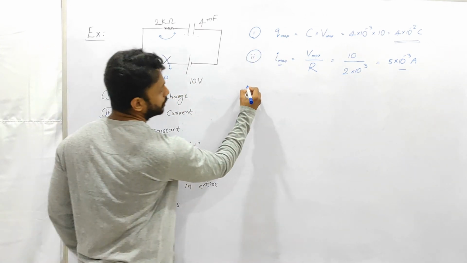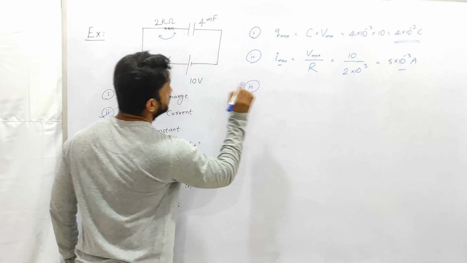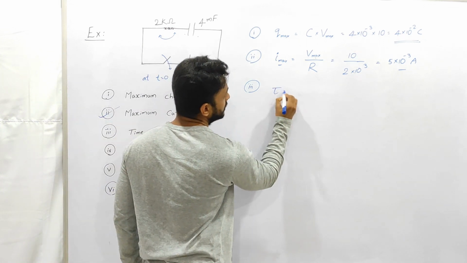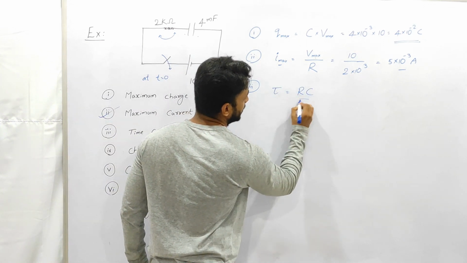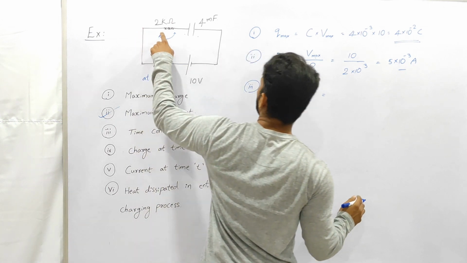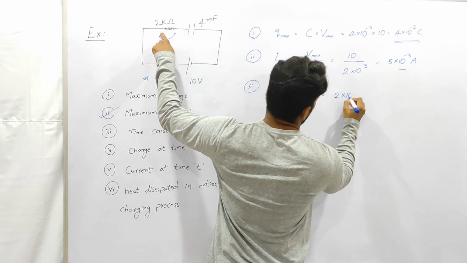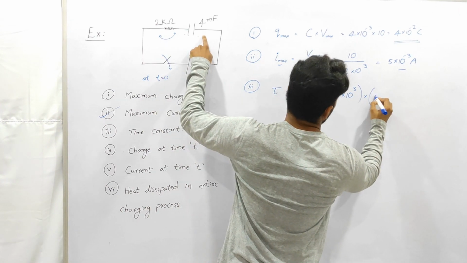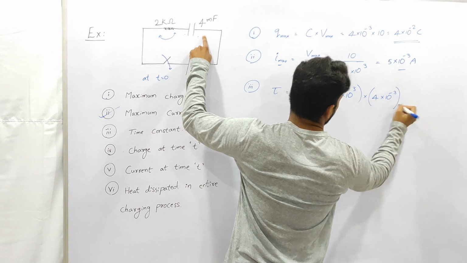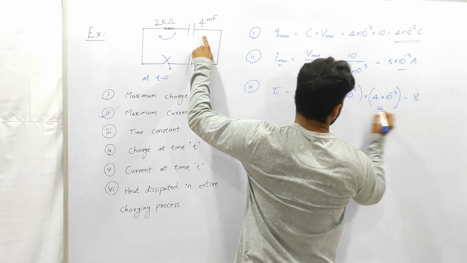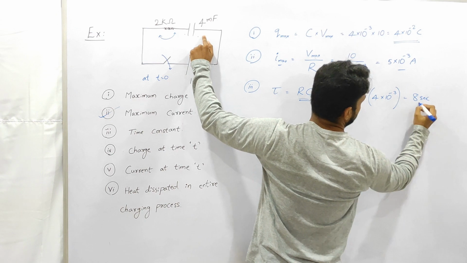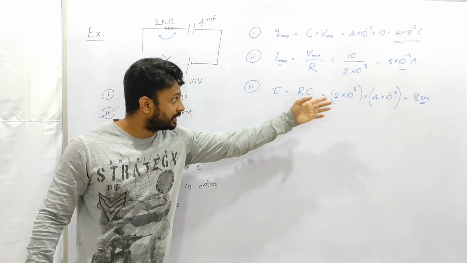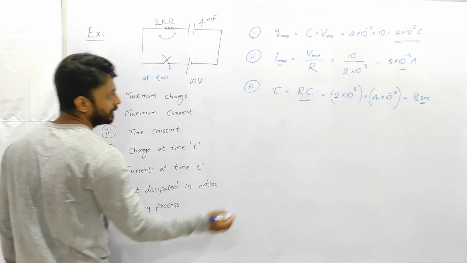And finally, coming to the time constant. What is the time constant for the circuit? Just a single resistance and a single capacitor connected in series. So tau is equal to R into C directly. R is 2 kilo ohm and the capacitance is 4 millifarad. So you are getting 8 SI units. If you check the units of this time constant, it comes out to be seconds. So that's 8 seconds.